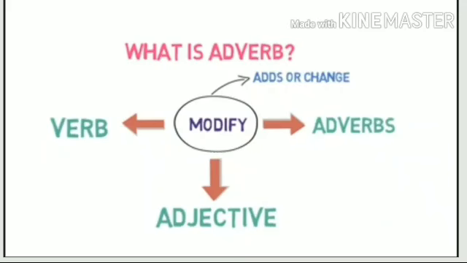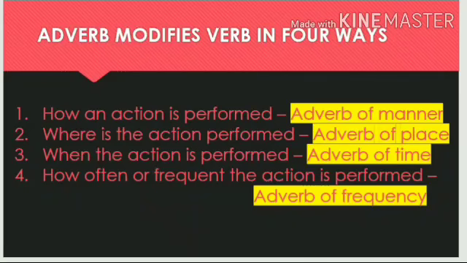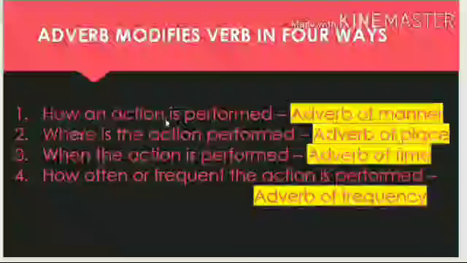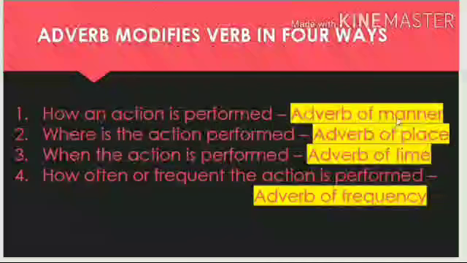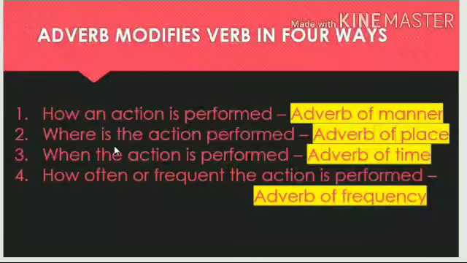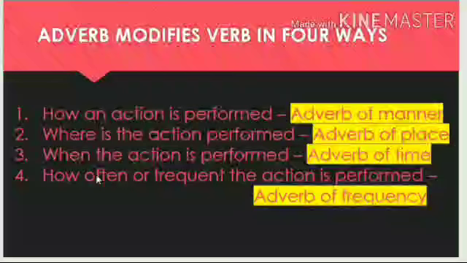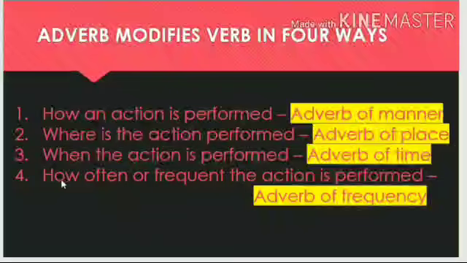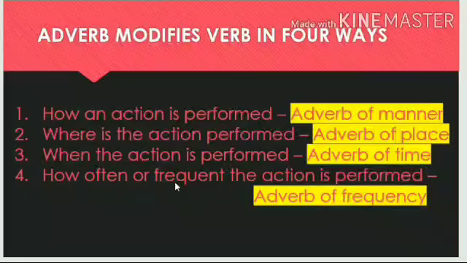How does an adverb modify a verb or action performed by the subject? There are four ways in which an adverb modifies or describes the action. Firstly, how an action is performed, that is adverb of manner. Secondly, where the action is performed, that is adverb of place. Third, when the action is performed, that is called adverb of time. And fourth, how often or how frequently the action we are talking about is performed, that is called adverb of frequency.